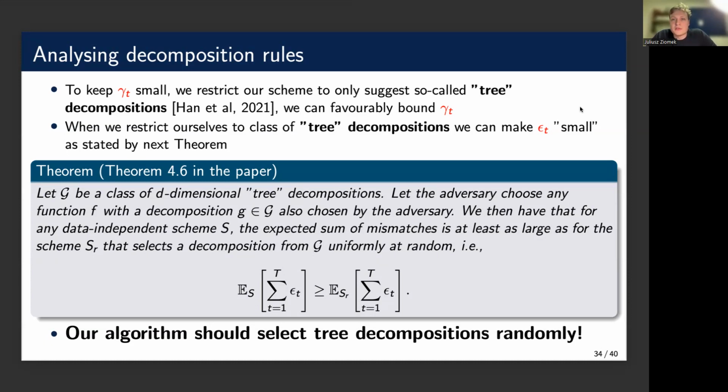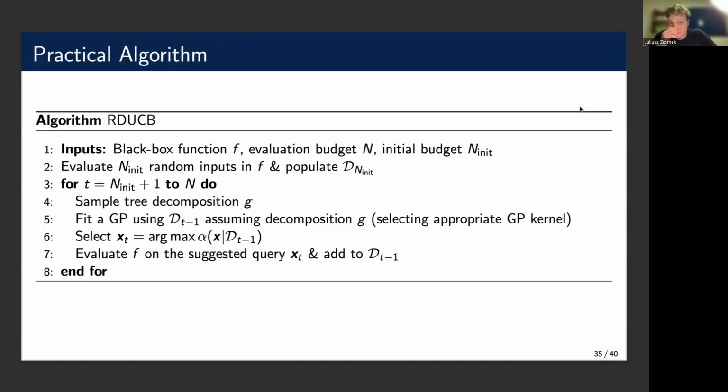And based on that, we derived a practical algorithm, which we present here. We call this RDUCB, which stands for Random Decompositions UCB. And I will briefly go through how it works. So basically, we have the standard Bayesian optimization loop, where we fit a Gaussian process in line 5. And then in line 6, we optimize the acquisition function to select the most promising point to query. And then in line 7, we evaluate the black box function on the suggested point, and then add it to the data buffer. And then we basically repeat the loop.